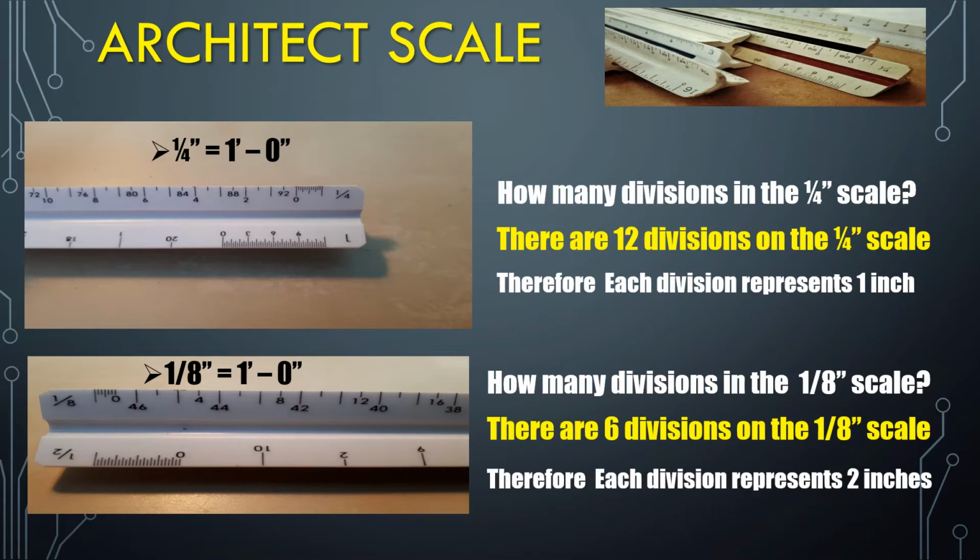Therefore, each division represents 2 inches. Right? Remember now, 1/4 inch has 12. So each division represents 1 inch. The 1/8 scale has 6 divisions. Therefore, it has to be 2 inches. Right? 6 times 2 is 12. You have to get enough inches to make a foot. Right? So if there's 6, each one has to represent 2 inches in here. So you would just simply start at a 0 and you would go 2, 4, 6, 8, 10, 12.